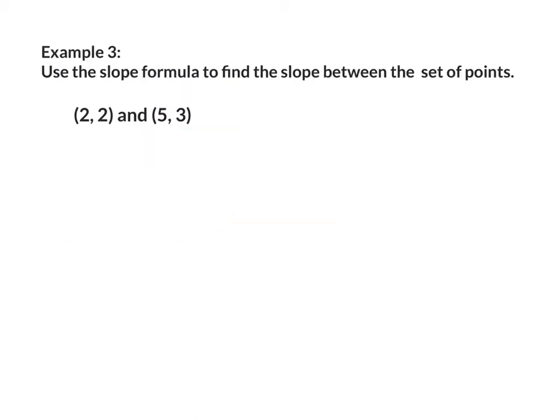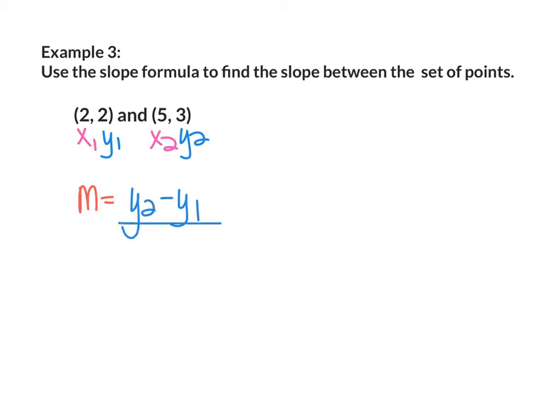Example number 3. Use the slope formula to find the slope between the set of points. So first I'm going to label. I have x sub 1, x sub 2, y sub 1, y sub 2. Now I'm going to write the formula for slope, which is m equals y sub 2 minus y sub 1 all over x sub 2 minus x sub 1. So y sub 2 is 3 minus y sub 1 is 2 all over x sub 2, which is 5, minus x sub 1, which is 2.